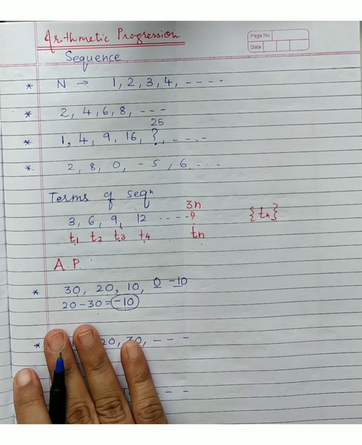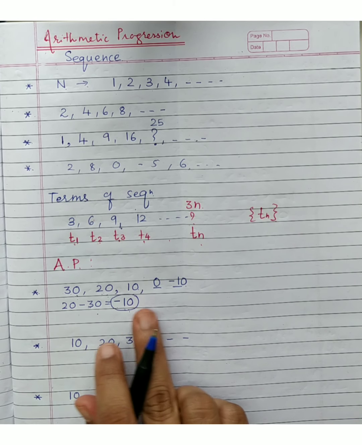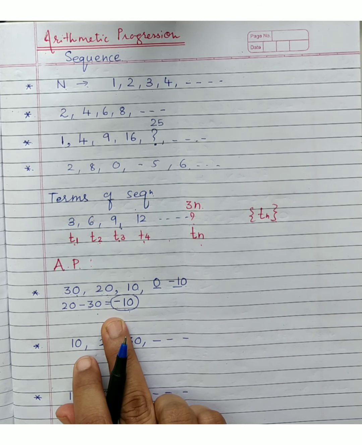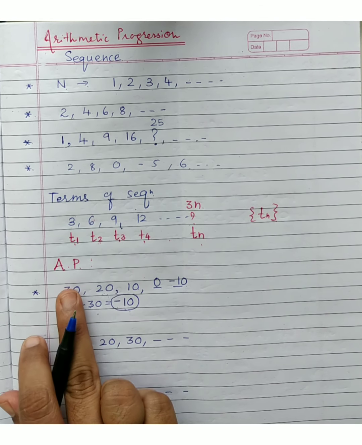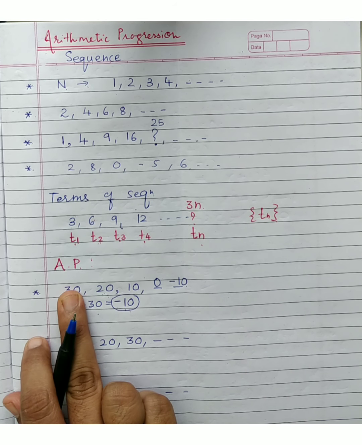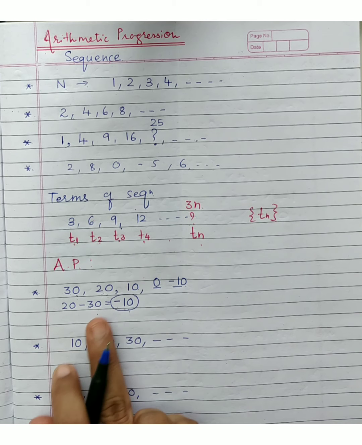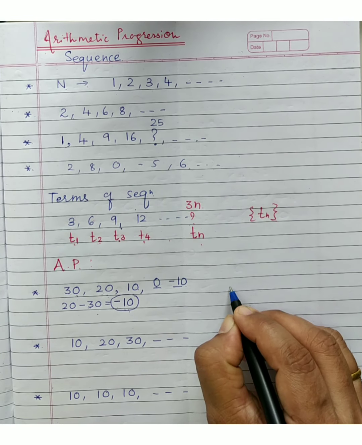So the number which is to be added constantly to obtain the next term in an arithmetic progression is the difference of the second term and the first term. Remember, second minus first, third minus second, and so on. That difference is known as the common difference and it is denoted by D.